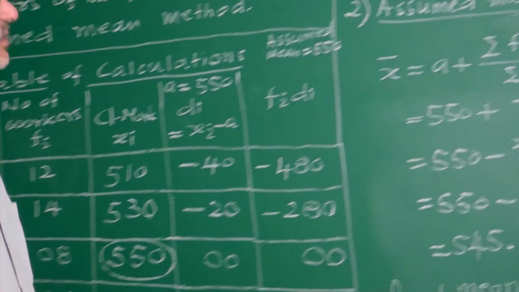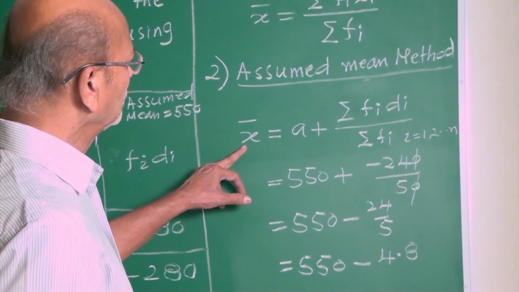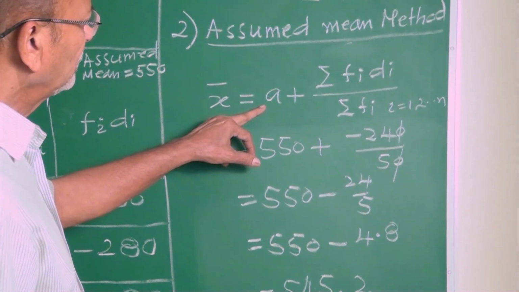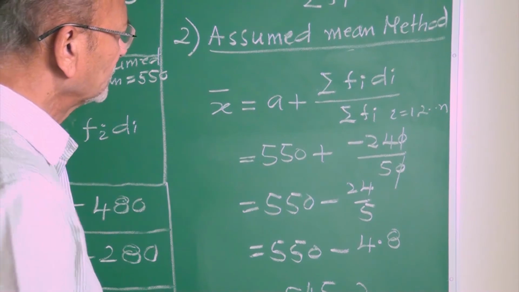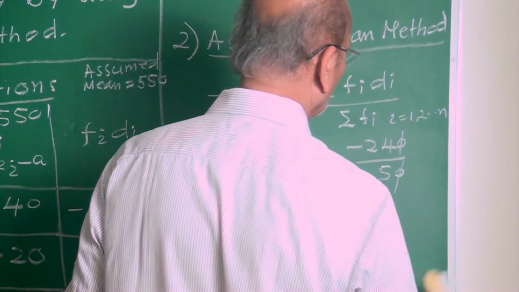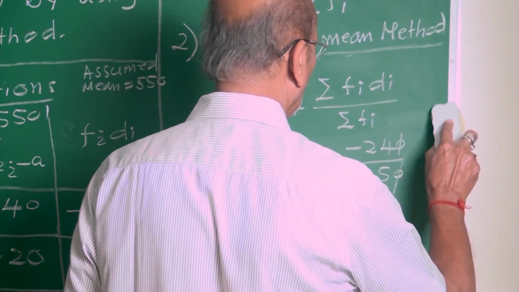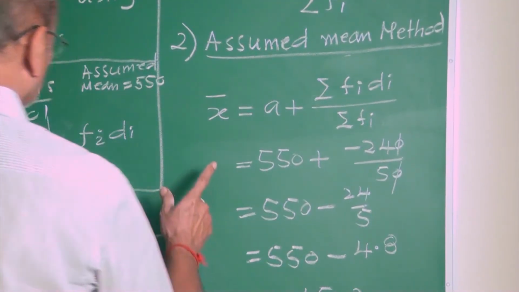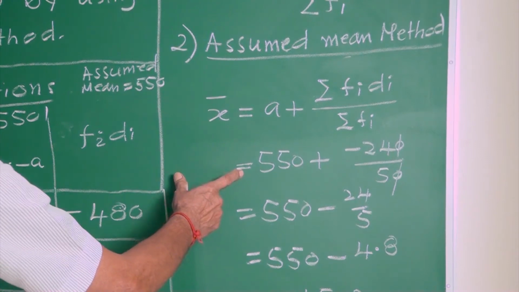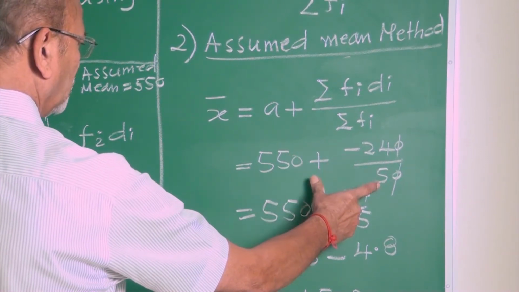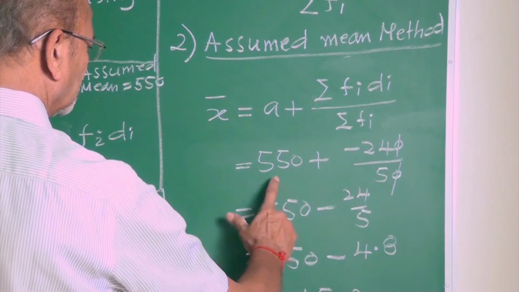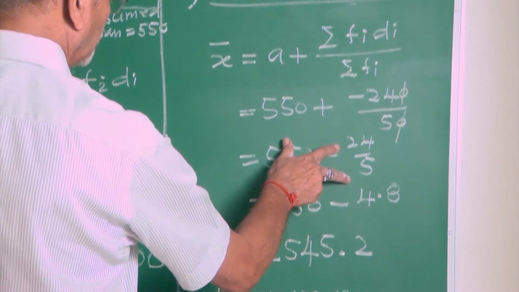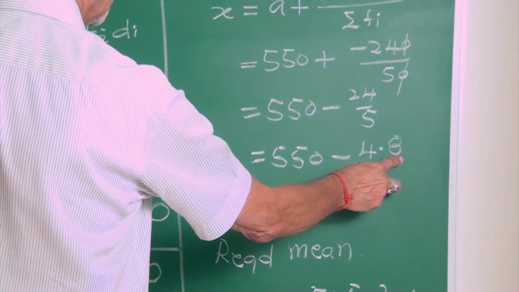Then assumed mean method, this is the formula. A plus sigma Fi Di upon sigma Fi, where i takes the value from 1 to 5 here. This you know, my friends. A is 550. This is minus 240 upon 50. 0 cancels. 550 minus 24 upon 5. 24 upon 5 is nothing but 4.8.